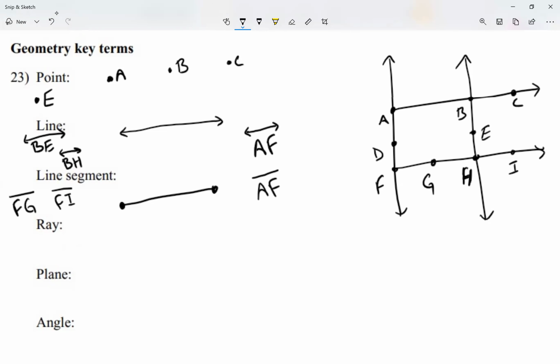Now I cannot say FB because I don't see a connection between F and B. It's not there, so I'm going to connect it.